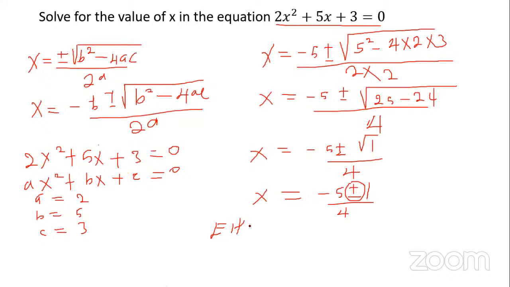So what shall it be? It's going to be x is equal to negative 5 plus 1 out of 4. It is going to be x is equal to 4 out of 4? Yes. Negative, what is negative 5 plus 1? It is negative 4. Okay, thank you.